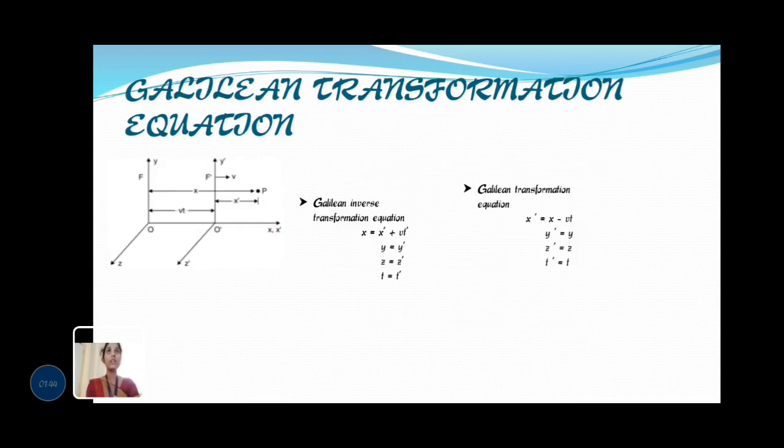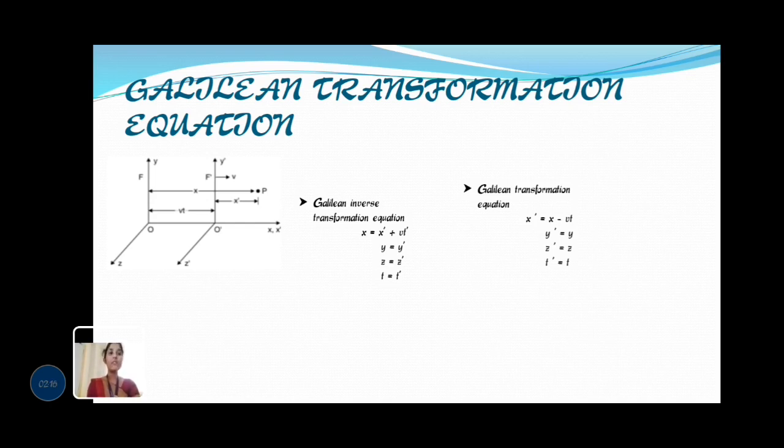Galilean transformation equation. Galilean transformation equations are based on classical mechanics, where the velocity is negligible when compared with the velocity of light, v is less than c. Consider two inertial frames S and S dash. The S frame is at rest and the S dash frame is moving with a velocity v. Initially at time t equal to 0, both the frames coincide with each other, so O and O dash are at the same point.